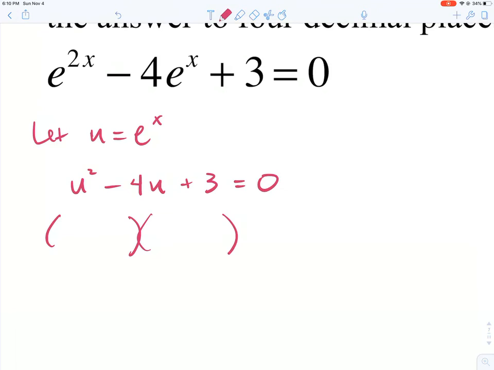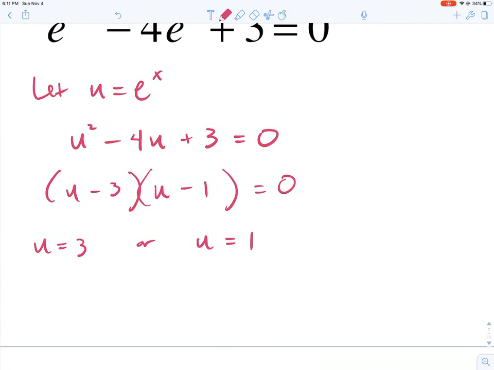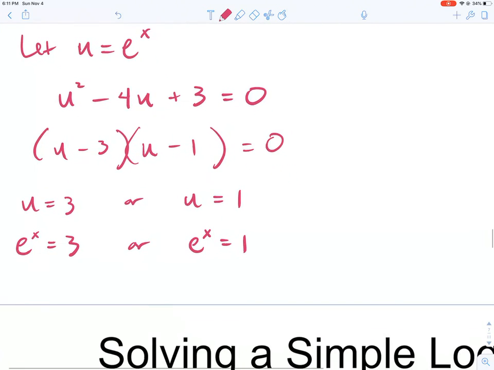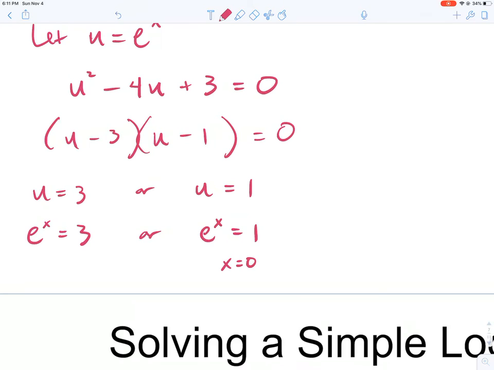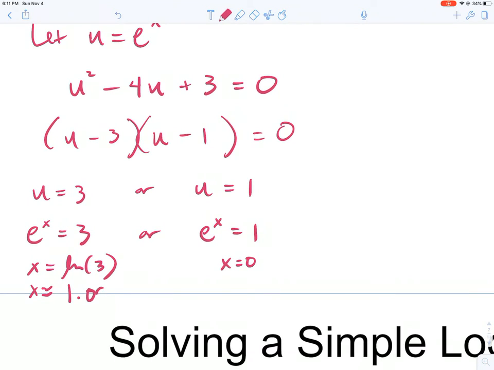I believe that factors. So u minus 3 and u minus 1. So we get u equals 3 or u equals 1, but we're not solving for u. So we need to replace the u's with e to the x again. Okay. The equation on the right we can solve by inspection, right? x has to be equal to 0. And on the left side, if we either think about taking the natural log of each side of the equation or rewriting in logarithmic form, it would be x equals ln of 3. Okay, so x is approximately 1.099. We have two solutions.